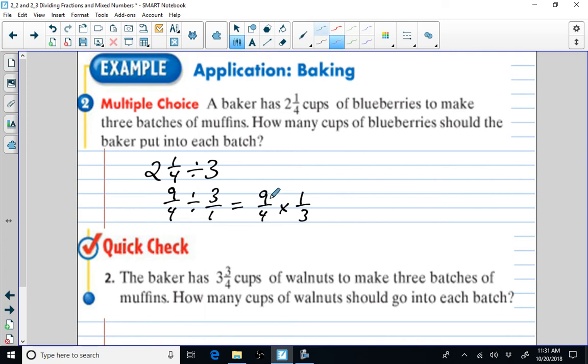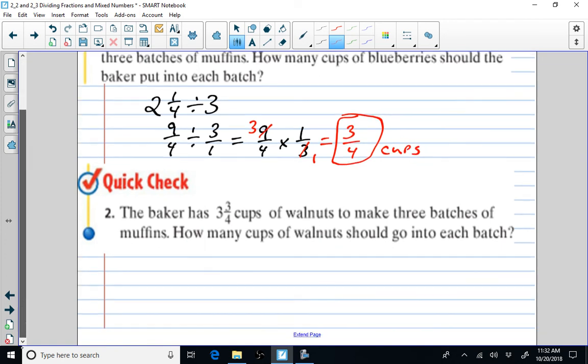I look to see if I can divide out, and I can with the 9 and the 3. That becomes 1, that becomes 3. Now I can multiply numerator times numerator, denominator times denominator, right? And I get 3/4. How many cups of blueberries should the baker put into each batch? That should be 3/4, right? And our label there would be cups.